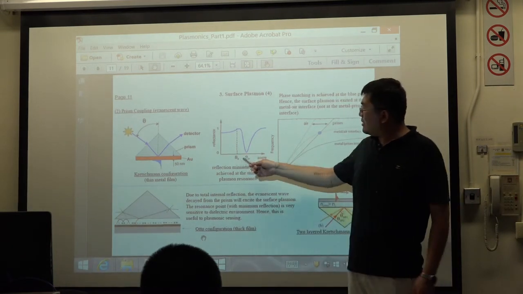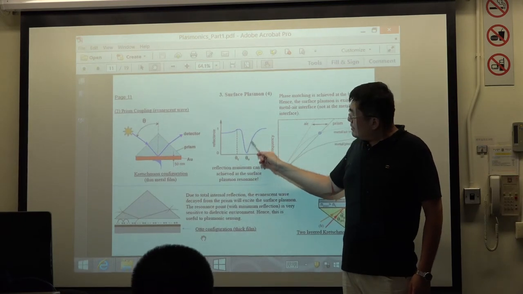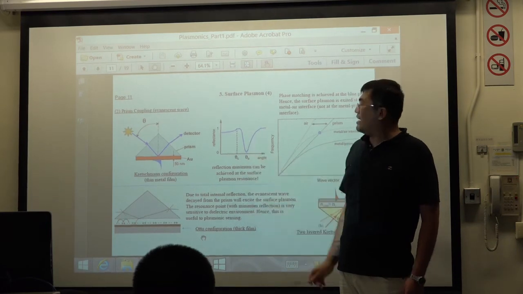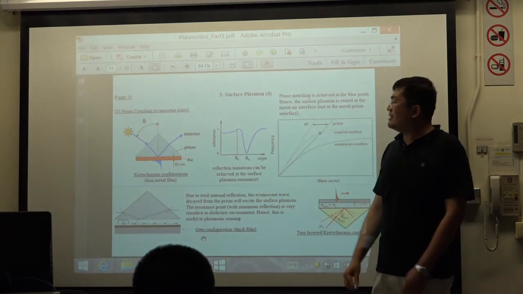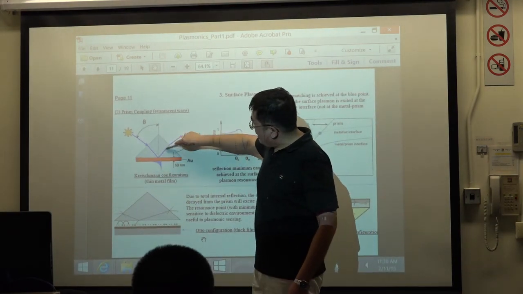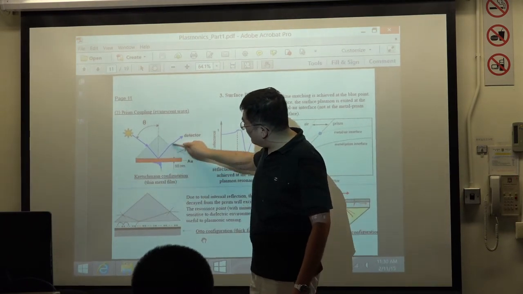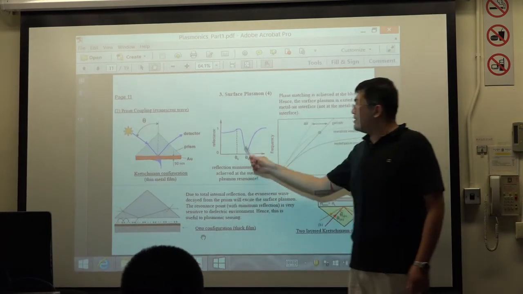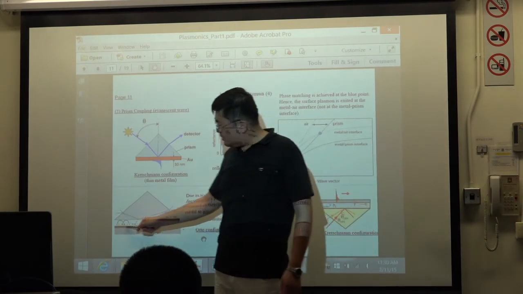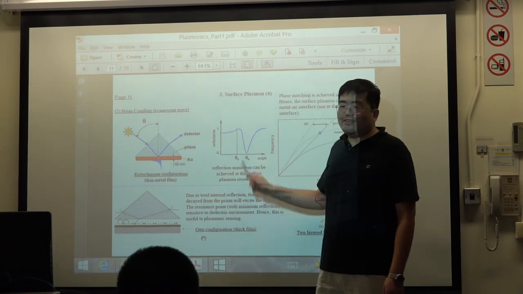You can see this picture. At resonance, the reflection goes very small and the absorption becomes very large. It's similar to coupled mode: the reflected wave in this direction cancels out the reflected wave along another interface, so it has a very small reflection dip. If I put something above this metal, this angle will shift. Very sensitive.